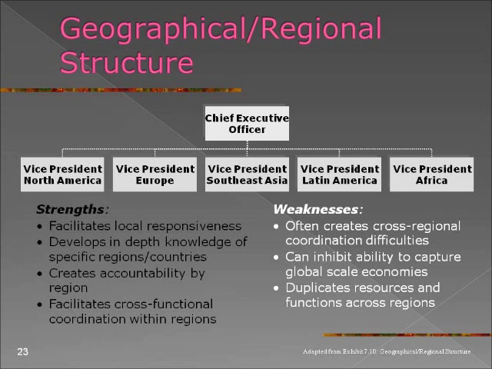The strengths of geographical regional structure are that it facilitates local responsiveness, develops in-depth knowledge of specific regions and countries, creates accountability by region, and facilitates cross-functional coordination within region. While on the weaknesses side, it often creates cross-regional coordination difficulties, can inhibit the ability to capture global scale economies, and duplicates resources and functions across regions.